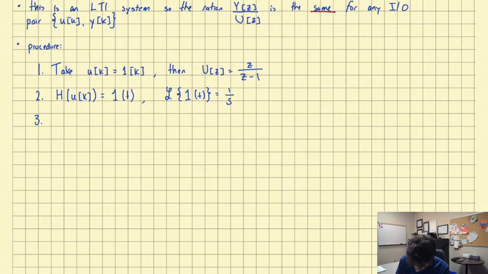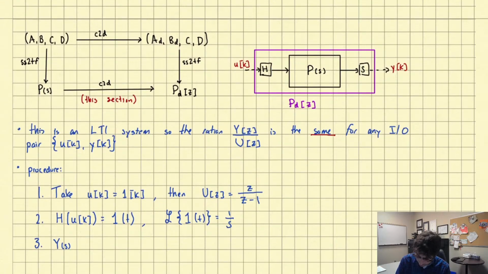3, the output of the plant, the continuous time plant. In other words, we just applied a step here, we got a continuous time step here, and so the output over on this side, the output of the continuous time plant, is going to be the unit step response of the continuous time system. And so we will get that y of s equals p of s times 1 over s, right? Unit step response.